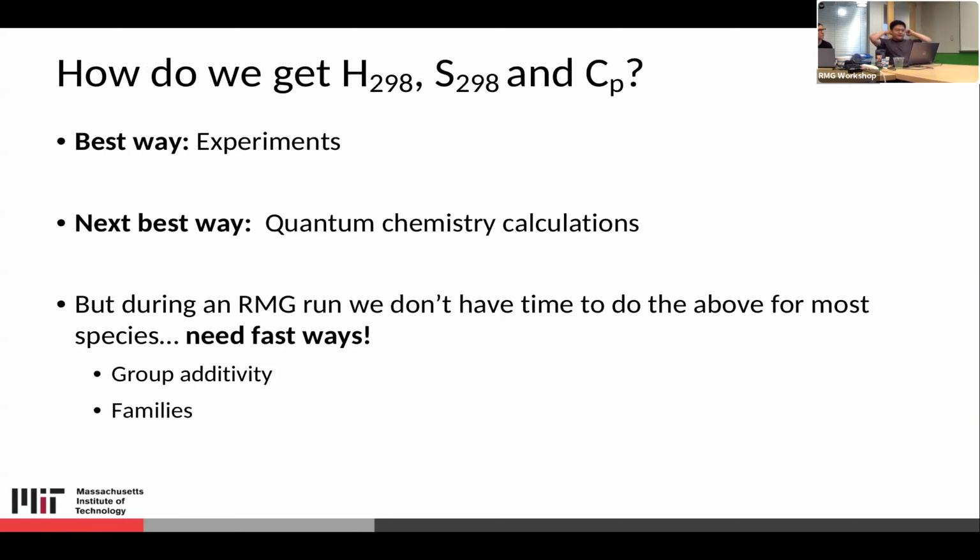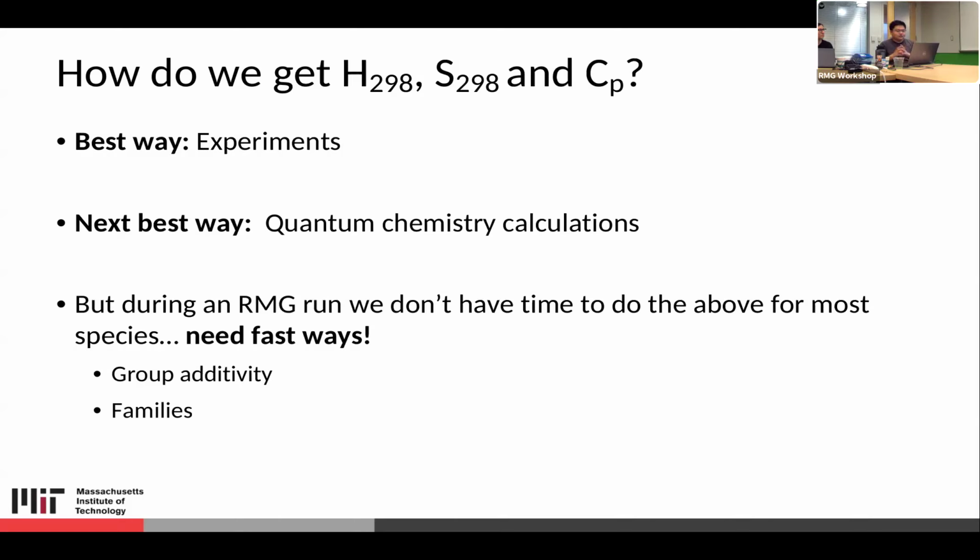The best way, which was mentioned previously, is in experiments. The next best way is to do quantum chemistry calculations. These are things you might see in user libraries, which include specific values for specific species and reactions. But during an RMG run, there are often many more species and reactions that are unknown, that we don't have data for, so we need a way to estimate them quickly. The way that we do that is through group additivity in families.